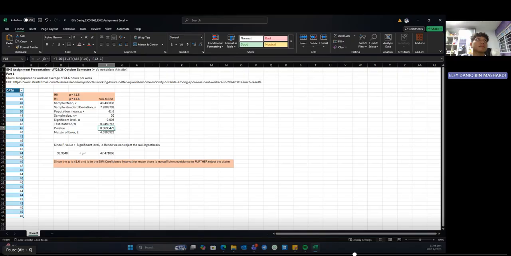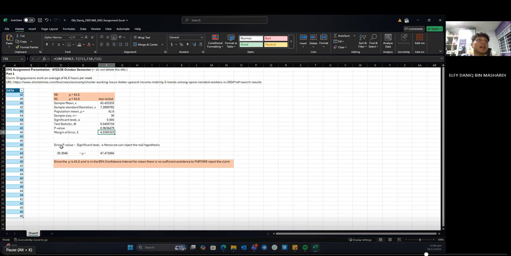For the p-value, I basically did the formula with F14. F14 is right here, the test statistic, and the F12, which is the sample size. For margin of error, it is the confidence t, then F13 is the significance level, the standard deviation, and sample size n.